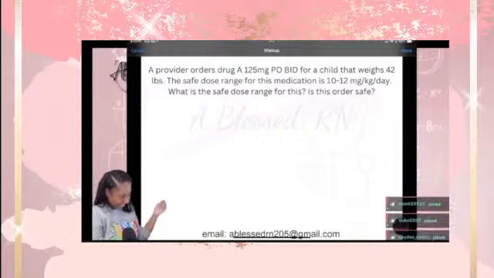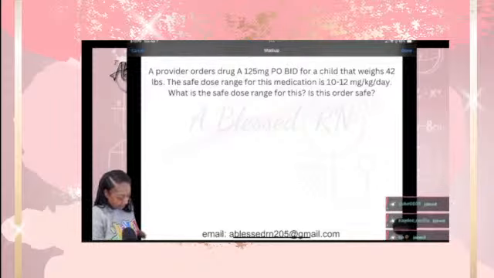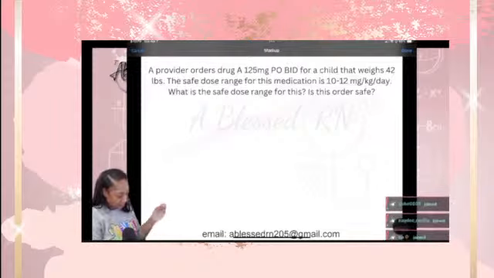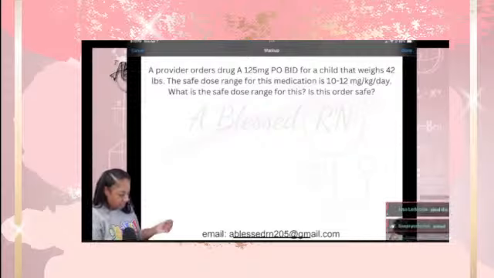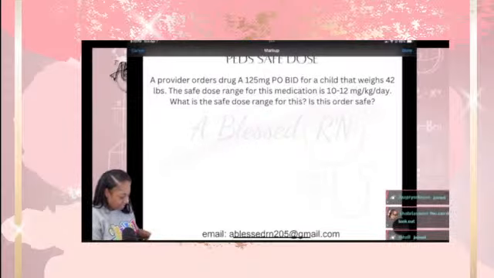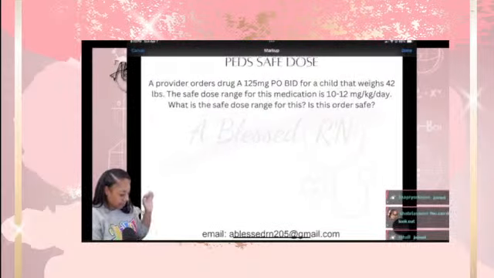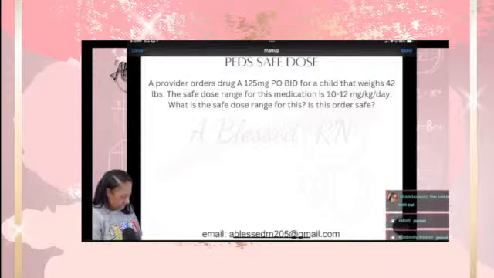All right. A provider orders drug A, 125 milligrams PO twice a day for a child that weighs 42 pounds. The safe dose range for this medicine is 10 to 12 milligrams per kilogram per day. What is the safe dose range for this? And is this order safe?